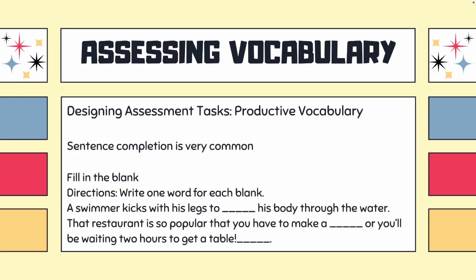Okay, productive vocabulary now. So in this type, sentence completion is very common, used by teachers everywhere for many types of tests. So here we have fill in the blank. Directions are write one word for each blank. Okay, so they have to focus on meaning here, and you can tell that the blanks that are chosen are specifically chosen to test the words that they should have learned. It's not reading comprehension. Remember that. It's vocabulary. So these are words that students should have been asked to learn.